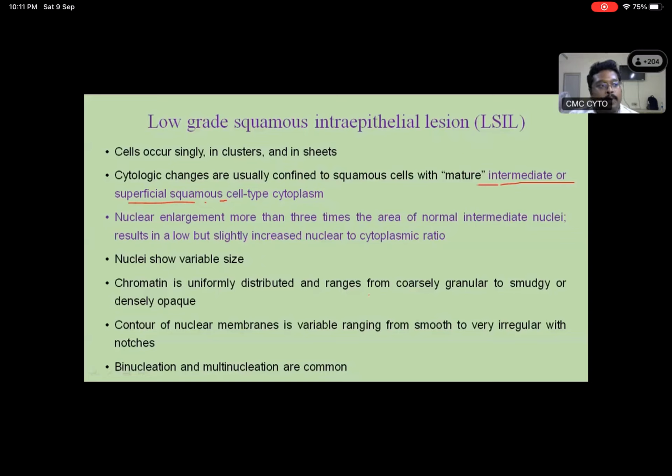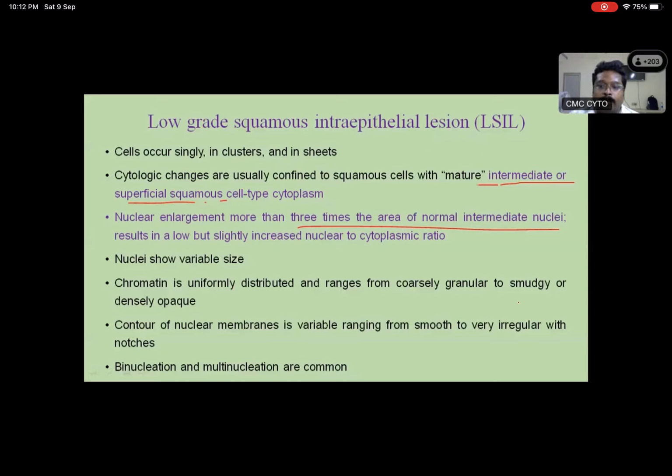And the very important criterion, the nuclear enlargement, should be more than 3 times the area of a normal intermediate nucleus in that slide. Okay. So the nuclear cytoplasmic ratio is a little increased, but it's not a very high NC ratio like you see in a high grade lesion where the nucleus occupies 70 to 80% of the cell, because both the cytoplasm and the nuclei enlarge in size. Compared to a normal cell they are increased, but the ratio is not that much increased.